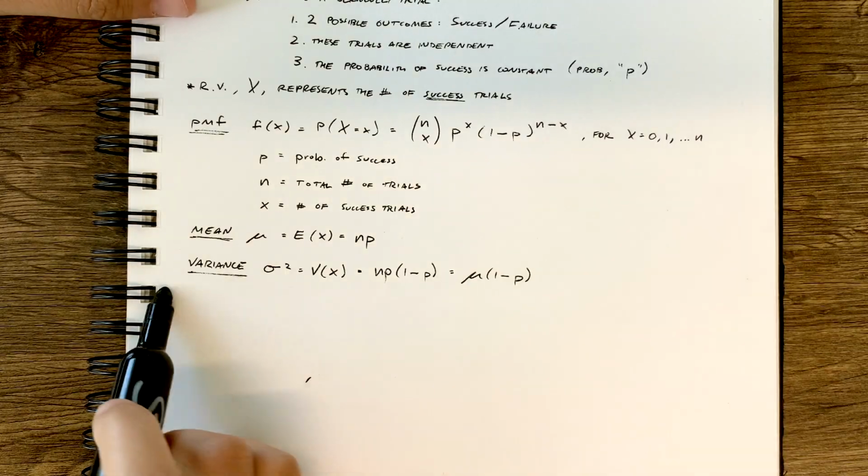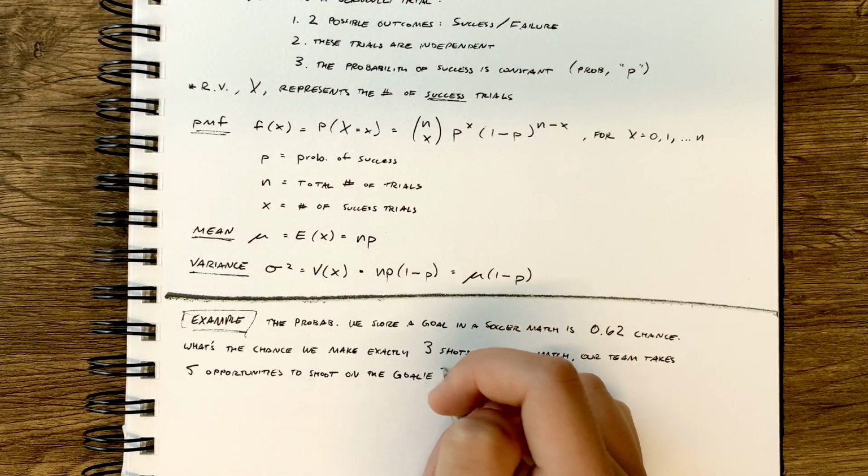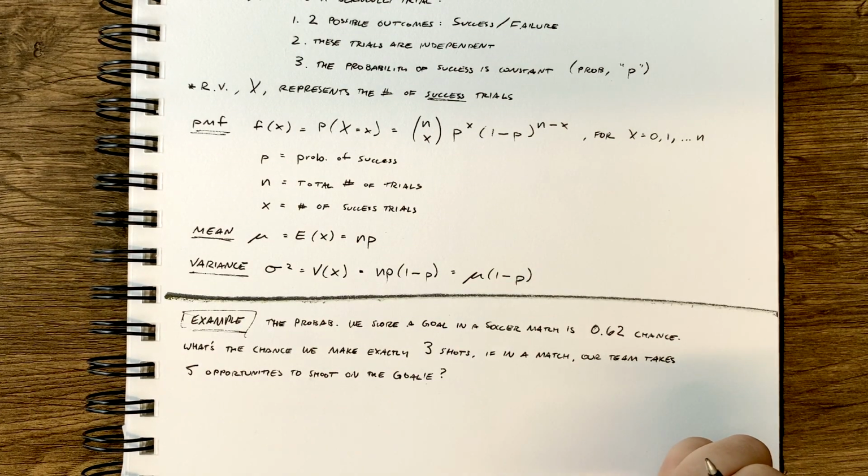A lot of this might seem like a bunch of letters and numbers right now, so let's actually apply this in a real-world example. Let's say, for example, that the probability we score a goal in a soccer match is a 62% chance. What's the chance that we make exactly 3 shots if in a match our team takes exactly 5 opportunities to shoot on the goalie?